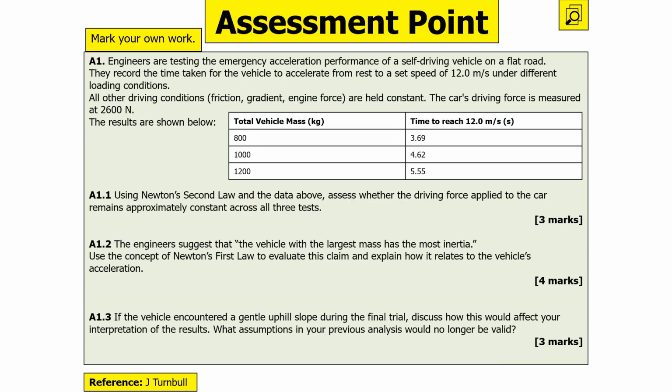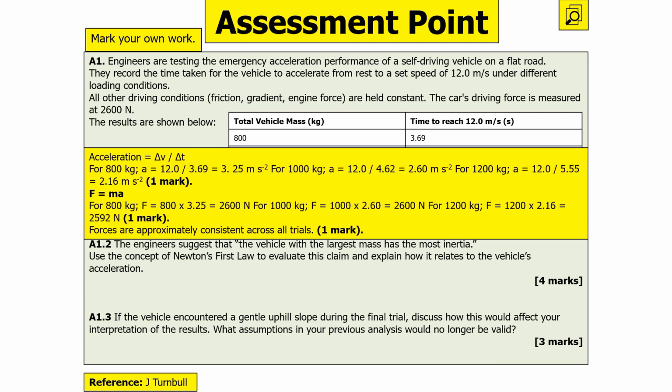Okay. In this first one, we know acceleration is the change in velocity over the change in time. So you can work out the acceleration for each of the different vehicle masses. For 800 kilograms it's 3.25 meters per second squared, for 1,000 kilograms 2.60 meters per second squared, and for 1,200 kilograms a is equal to 2.16 meters per second squared. We know F equals ma, so for 800 it's 2,600 newtons, for 1,000 it's 2,600 newtons, and for 1,200 kilograms it's 2,592 newtons. So all the forces, you can conclude, are approximately consistent across the trials.